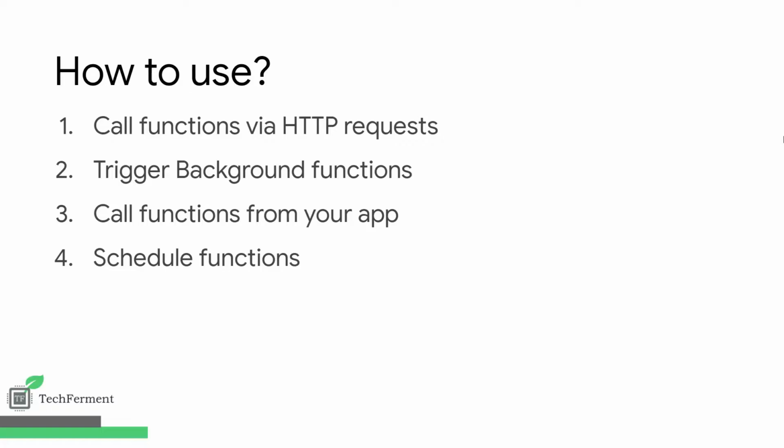And the second, you can trigger the cloud functions in the background. Maybe it's an event-based cloud function. So for example, when a user has registered or created their account, you can trigger a cloud function based on that event. And the third one is you can call the cloud functions directly in your applications. And the fourth, you can schedule your cloud functions based on time.